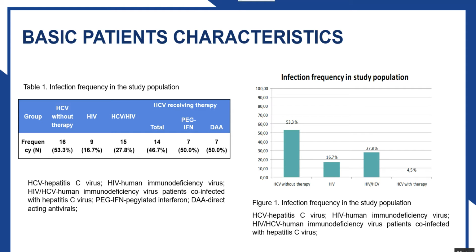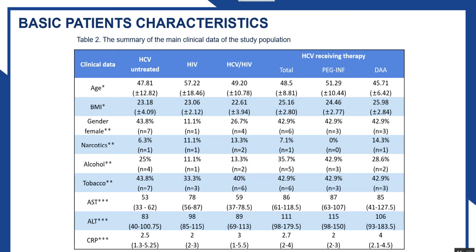In the group of HCV patients, 46% received the therapy and 53% were untreated. Among the treated HCV patients, half of them received pegylated interferon and half of them received DAA drugs. All HIV patients monoinfected as well as patients with HCV co-infection received antiretroviral treatment. In total, 20 patients were treated with lamivudine, 11 were treated with dolutegravir, and 14 were treated with efavirenz used as a part of combination antiretroviral therapy. None of the co-infected patients received treatment for HCV. On this slide, you can see some of the basic patient characteristics.